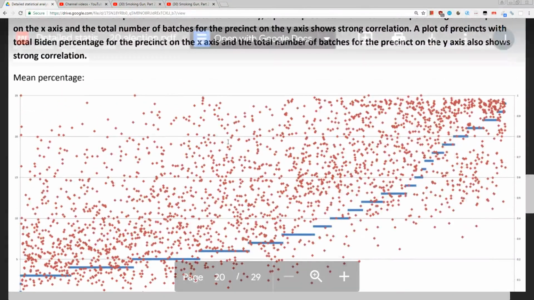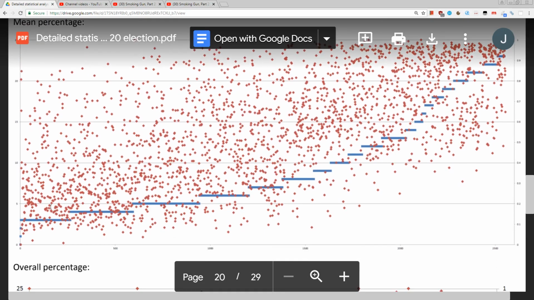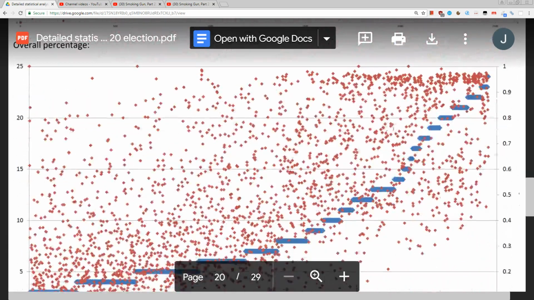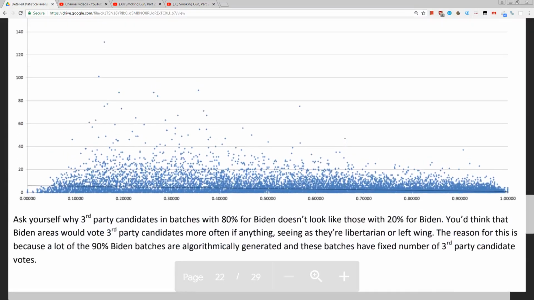And you can see that it actually correlates. The blue line is the total number of updates made per precinct. So you order by total number of updates on the left axis, and then on the right you have the percentage for Biden. As you can see, precincts that have more updates are all 90% for Biden. There's a correlation. It shows the same thing.